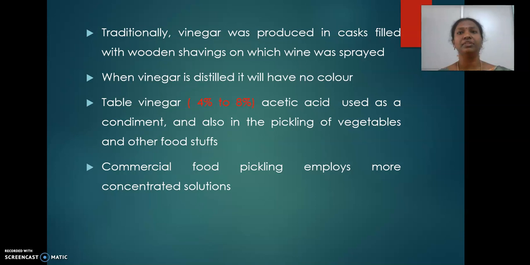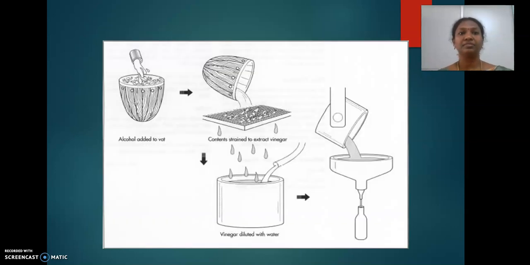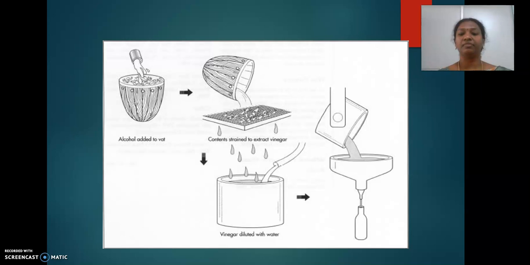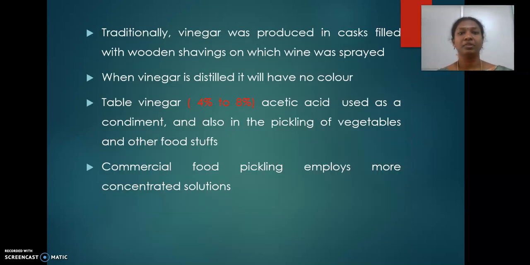Traditionally, vinegar was produced in a wooden cask filled with wooden shavings, on which the wine was sprayed. You can see it in the picture. The first picture shows the wooden cask, filled with wooden shavings, where the wine is sprayed and kept for fermentation. Once the vinegar is formed after fermentation, it doesn't have any color, and then it is filtered and used for cooking purposes.